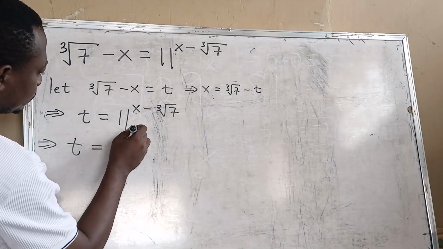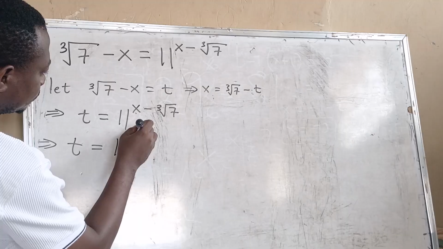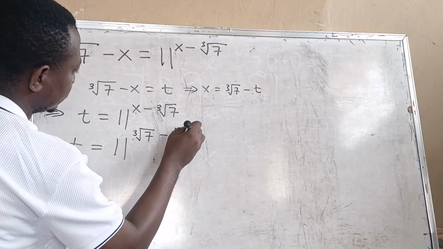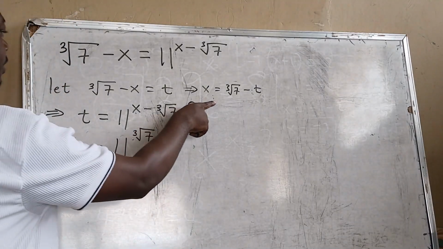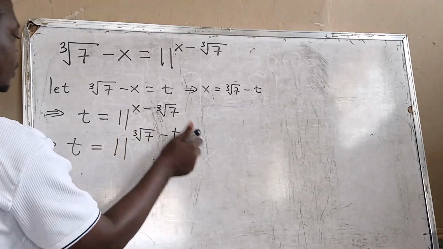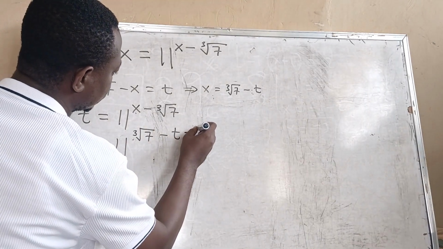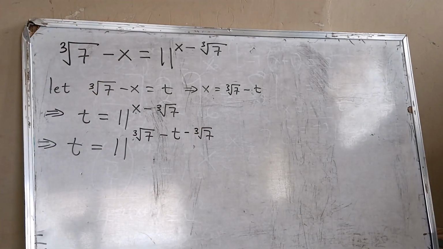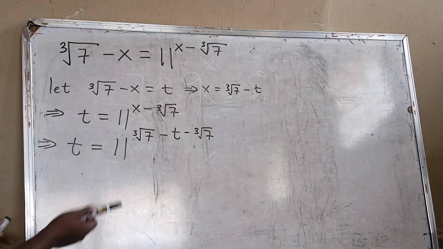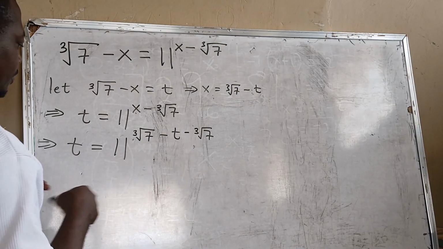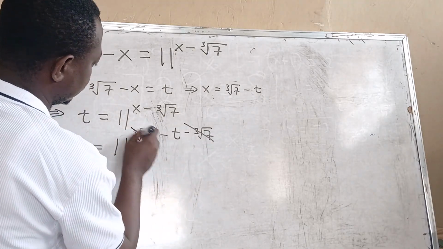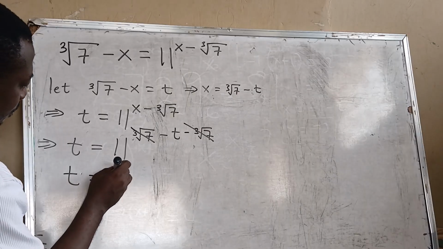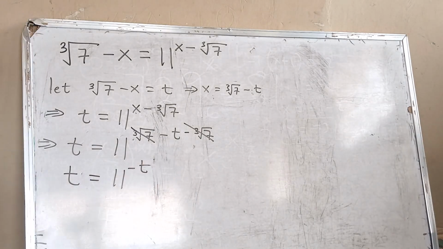So that will be cube root of 7 minus t. So that is this. So minus cube root of 7. Okay. So guess what do you see here? We have this one in common, this and that. So they will cancel out. So my next step will be t equals 11 raised to minus t.